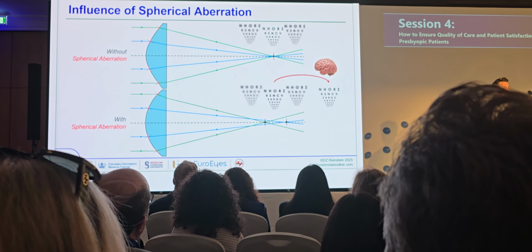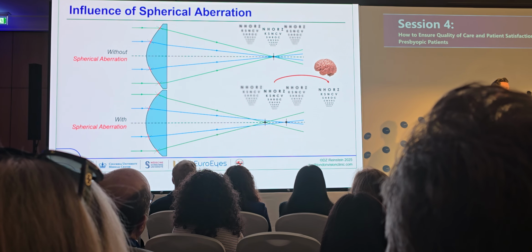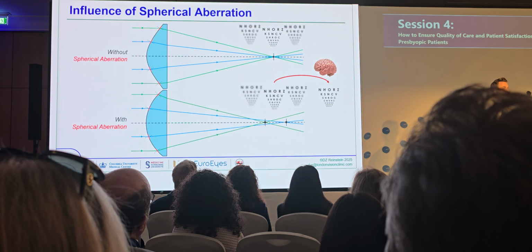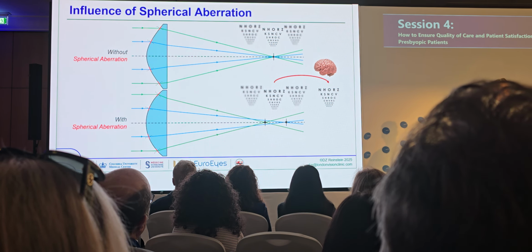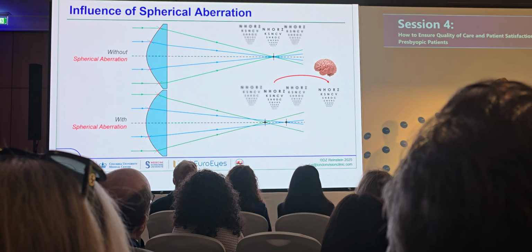But the key point here is that the brain is our friend, and it takes those slightly blurrier images and makes them clear. So that's what we mean by taking advantage of spherical aberration.